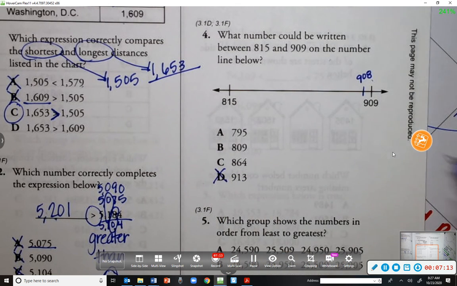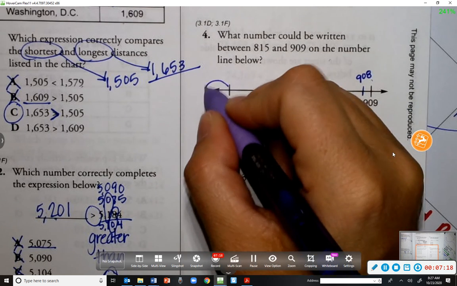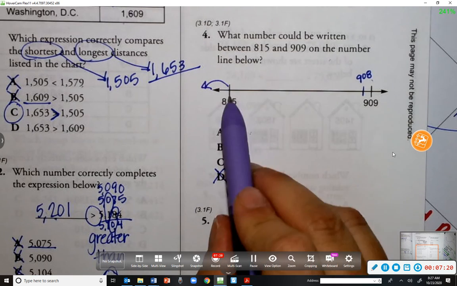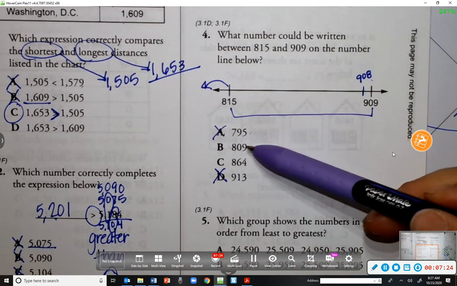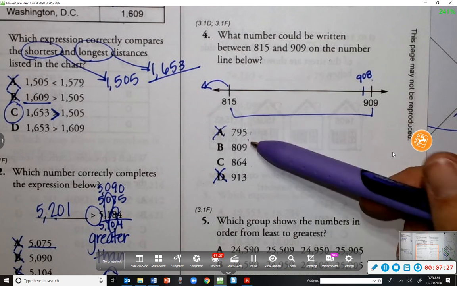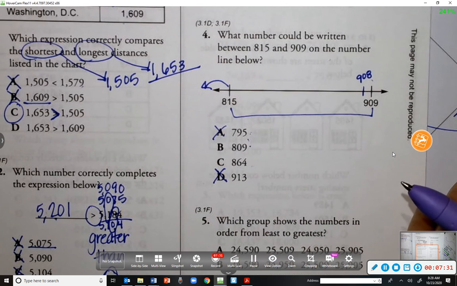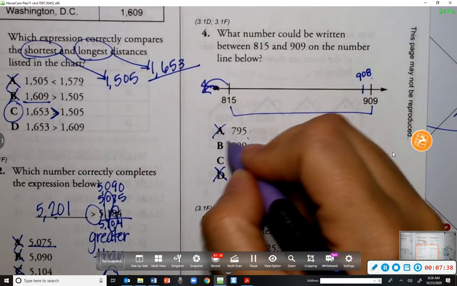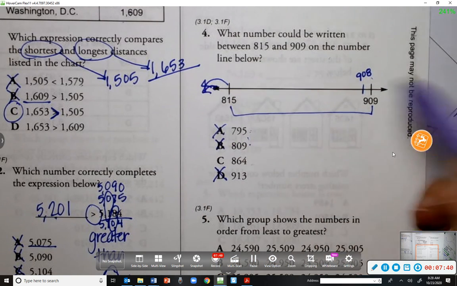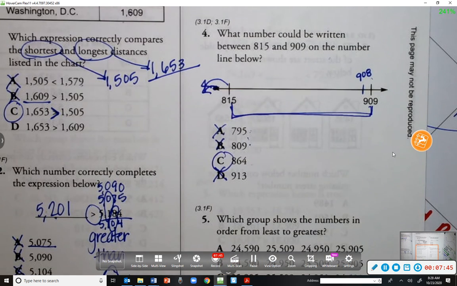Okay, so now let's go. Can we use the 700s? No, because that would be back here. It wouldn't be in between these two. Now we have 809 and 864. They're both in the 800s. But where would 809 go on the number line? It would still be over here. So 864 is the only one that would be in between these two numbers.